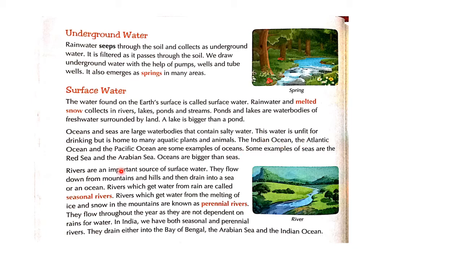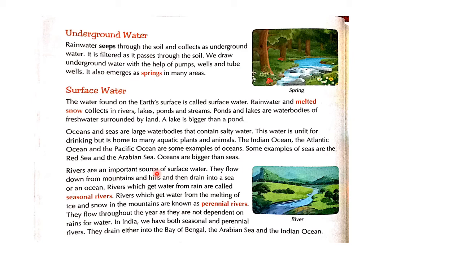The Indian Ocean, the Atlantic Ocean, and the Pacific Ocean are some examples of oceans. Some examples of seas are the Red Sea and the Arabian Sea. Oceans are bigger than seas. So comparing these two, an ocean is bigger than a sea.